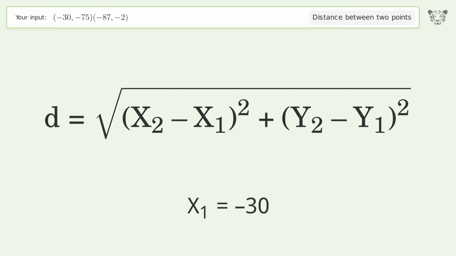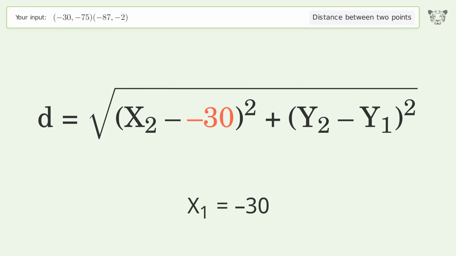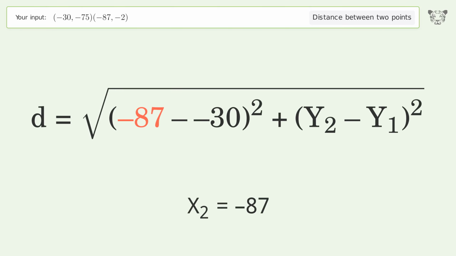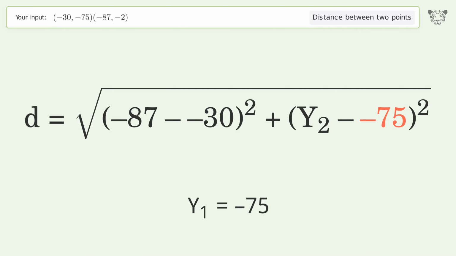x1 equals -30. x2 equals -87. y1 equals -75. y2 equals -2.